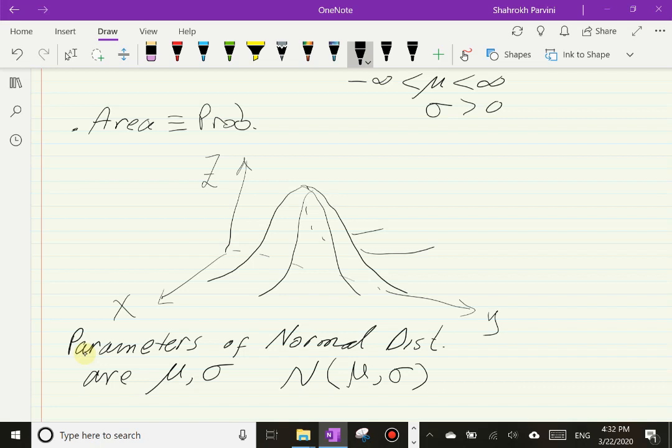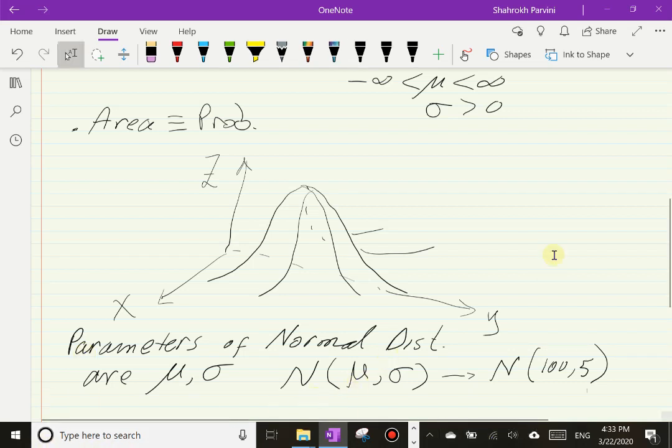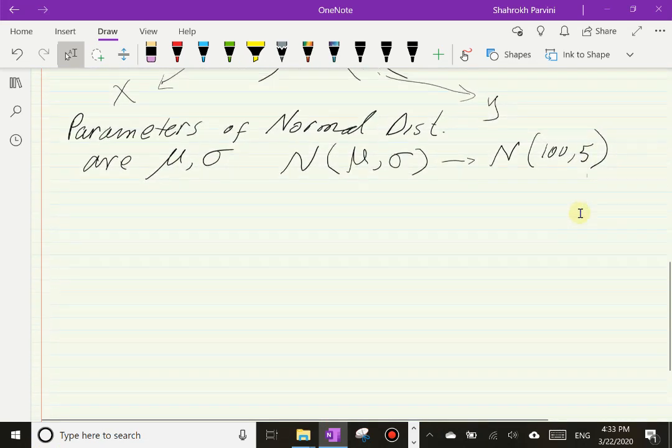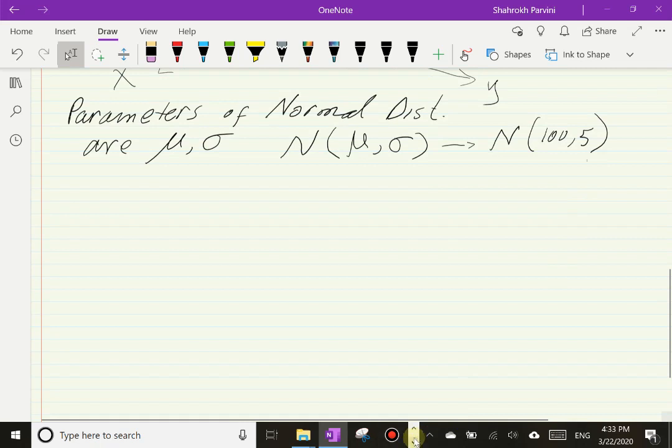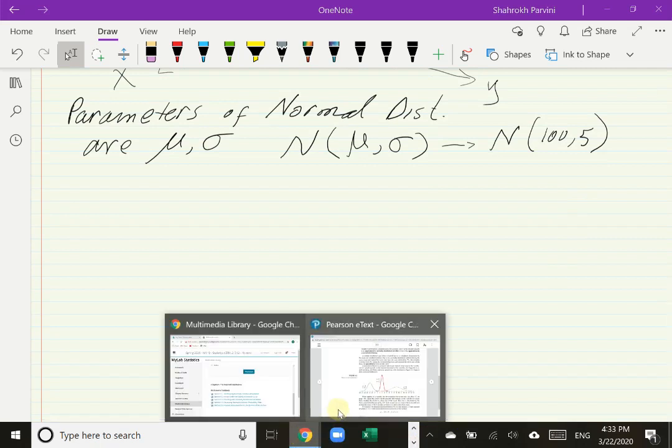So for example, let's say I have a normal distribution that has a mean of 100 and deviation of 5. So this is how we would be writing or addressing that distribution. Okay, so hopefully you're good with that piece of information. Now let me scroll down and go back to the page of the book.